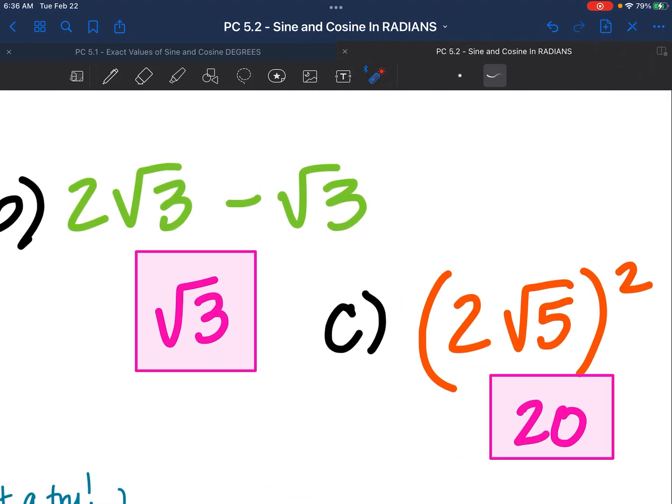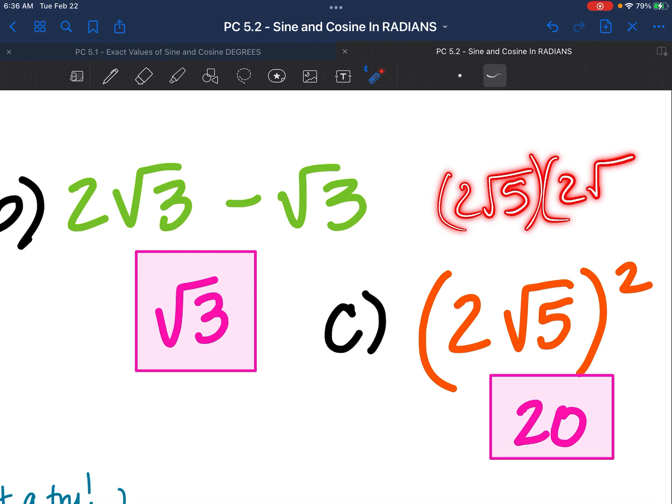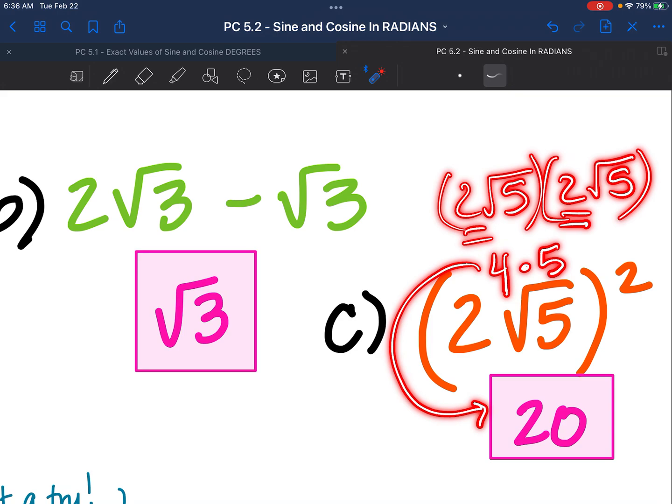And squaring a radical, this will occur a lot also. Remember that's 2 root 5 times itself, 2 root 5. 2 times 2 is 4. Root 5 times root 5 is root 25, or a whole number 5, which is how you get 20. 4 times 5 is 20.